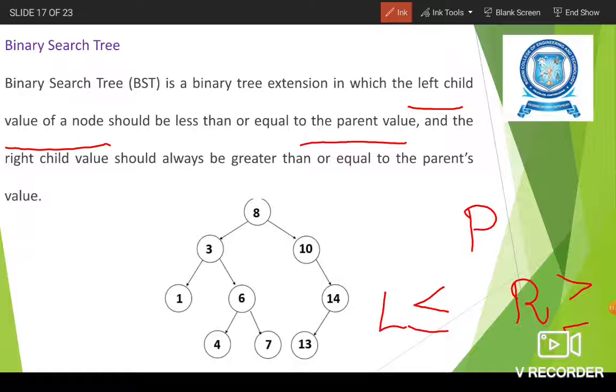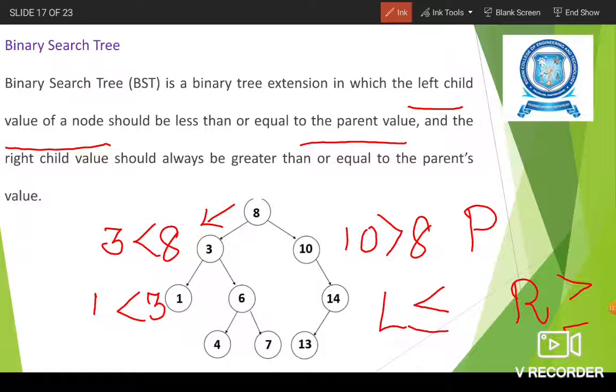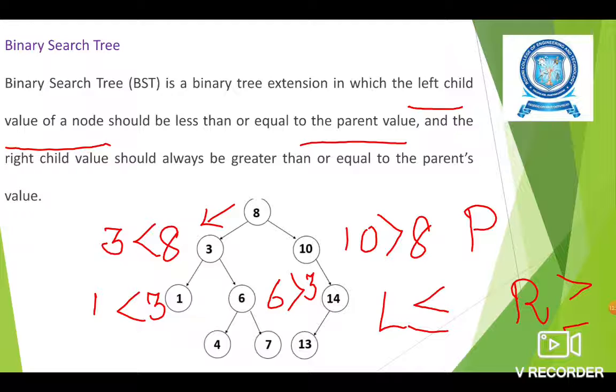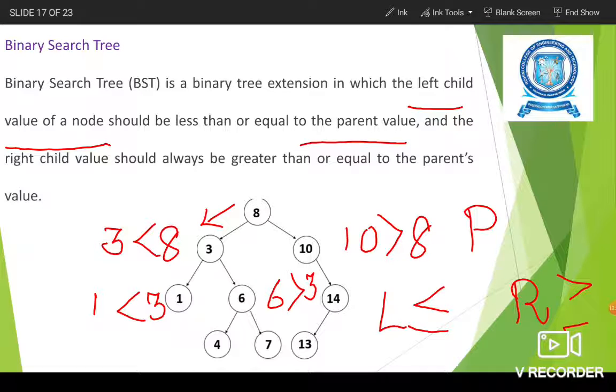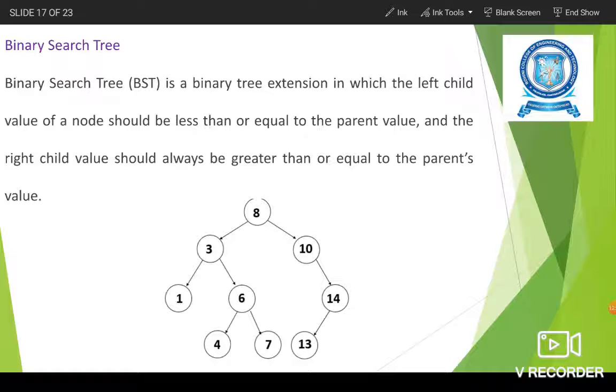See, we have the root node 8. In the left tree, its left child is 3. So 3 is less than 8. And its right child is 10. So 10 is greater than 8. For the node 3, its left child is 1. So 1 is less than 3 and its right child is 6. 6 is greater than 3. Okay. So this is the condition for binary search tree. For every node, its left child should be less than or equal to its parent and the right child should be greater than or equal to its parent. Okay.